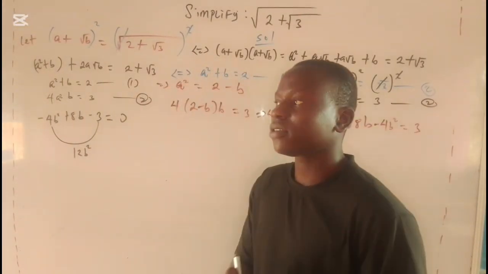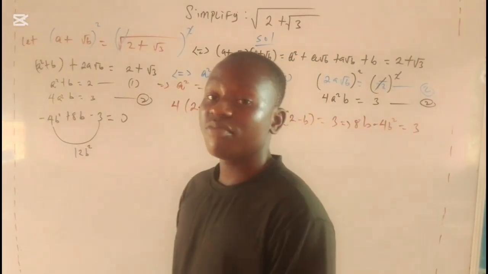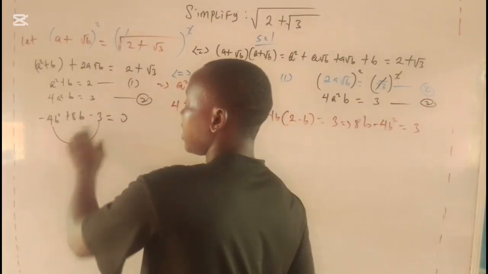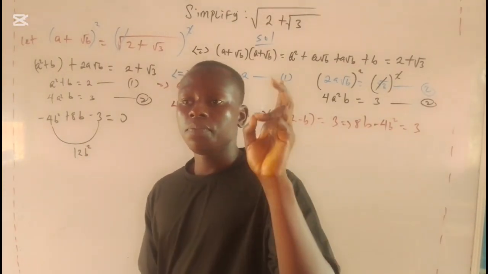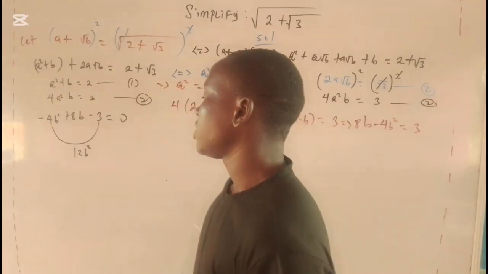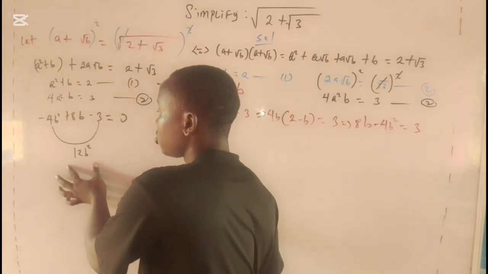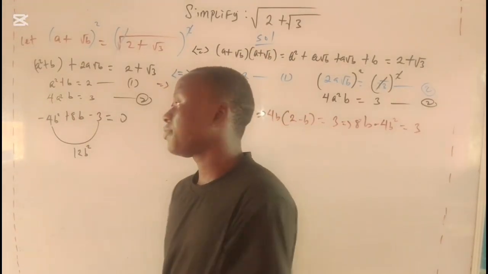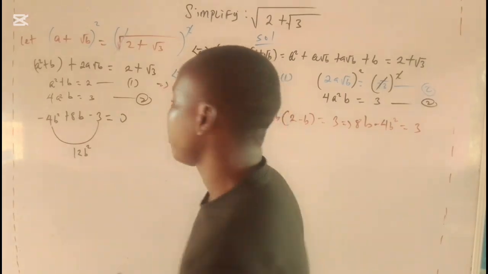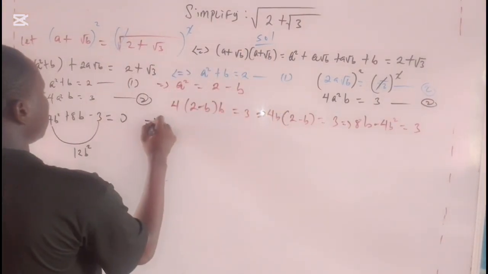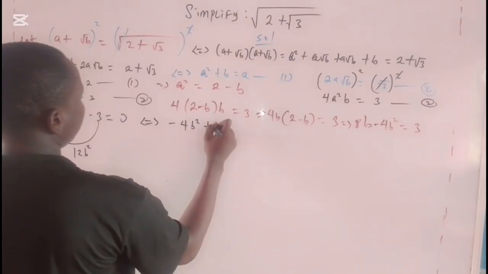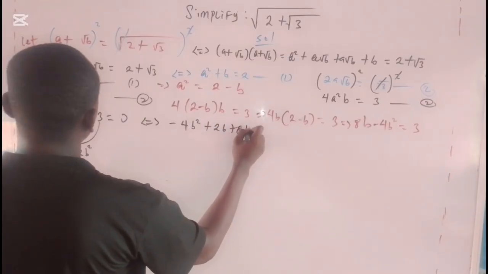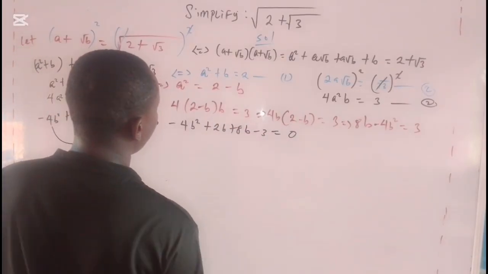So you think of two factors that you multiply together, you have 12b squared, and if you have to subtract, you get 8. So what are the two factors? So that should give us 6b and 2b, right? 6b times 2b will give us 12b squared, and 6b plus 2b will give us 8b. Do you understand now? So we can now write this quadratic equation as follows. Negative 4b squared, alright, plus 2b plus 8b minus 3 is equal to 0.